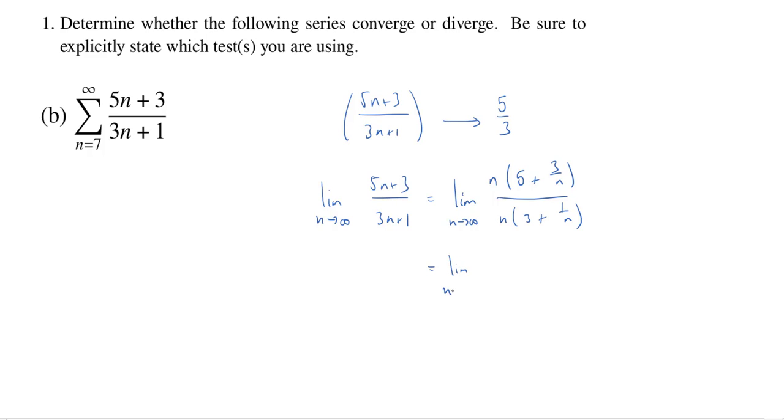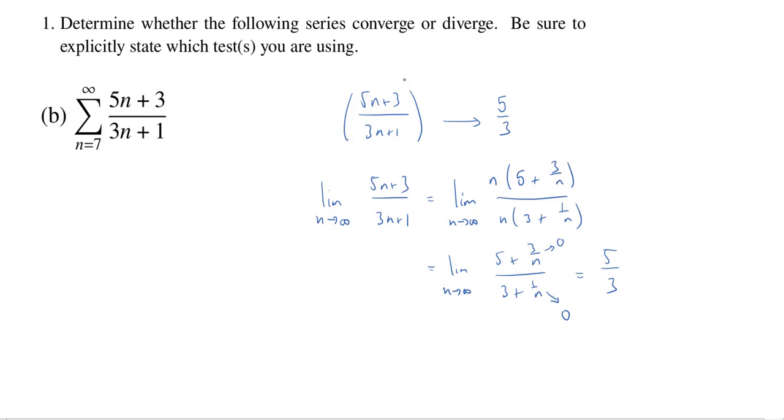N is going to infinity, so we don't have to worry about it being 0. And so I'm left with (5 + 3/n)/(3 + 1/n). And of course, the 3/n and the 1/n both converge to 0 as n goes to infinity. And thus we're left with (5 + 0)/(3 + 0), which is 5 over 3. All right. So this is the way we want to think about it.